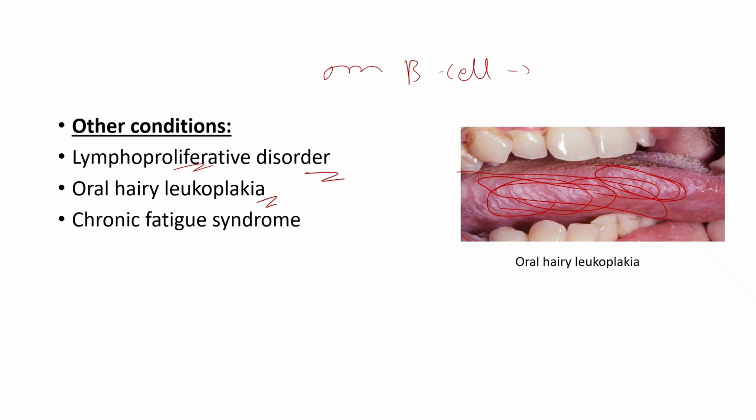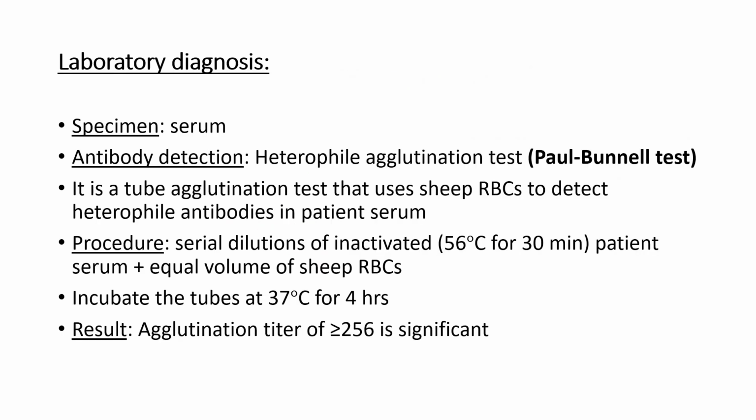And chronic fatigue syndrome. In these patients, there will be weakness or fatigue for a long period of time, maybe more than 6 months. Then lab diagnosis. Specimen that can be collected will be serum sample, for antibody detection. There is one important heterophile agglutination test specifically for Epstein-Barr virus infection, that is the Paul Bunnell test, which is a heterophile agglutination test.